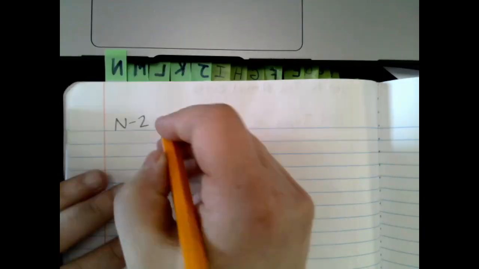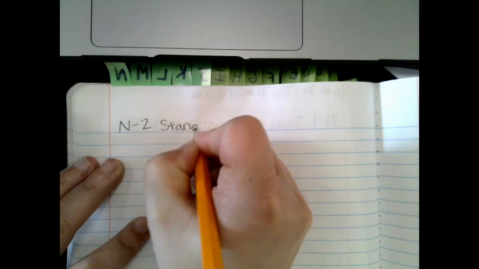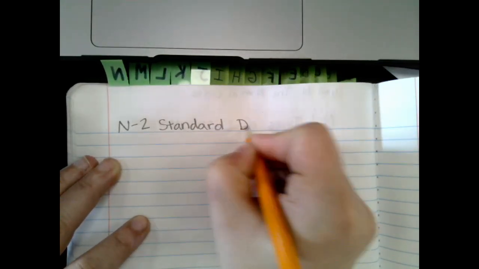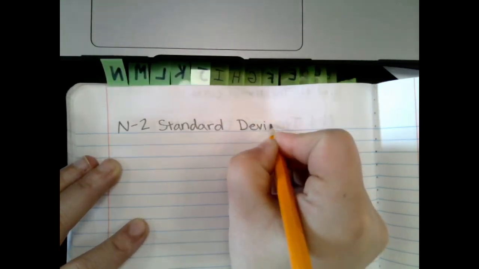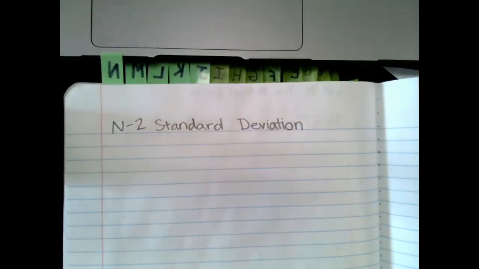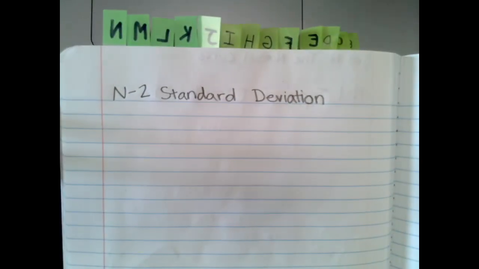Is really looking at the standard deviation. When we talk about standard deviation, we are only going to be talking about normal curves. Okay, so we're not talking about left skew or right skew. We're now only going to be talking about a normal curve.